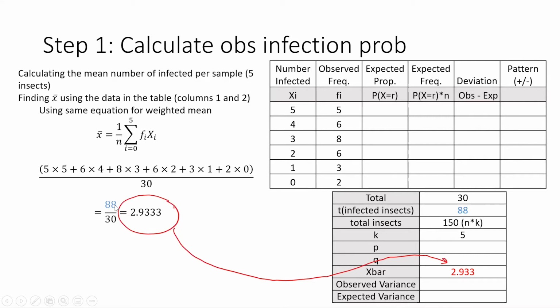So 88 would be the numerator. The number of infected insects is what that means. The numerator represents the total number of successes per trials. We then divide that by the number of samples we've taken, which is 30. So we calculate our weighted mean, which is over here, that's our X bar.